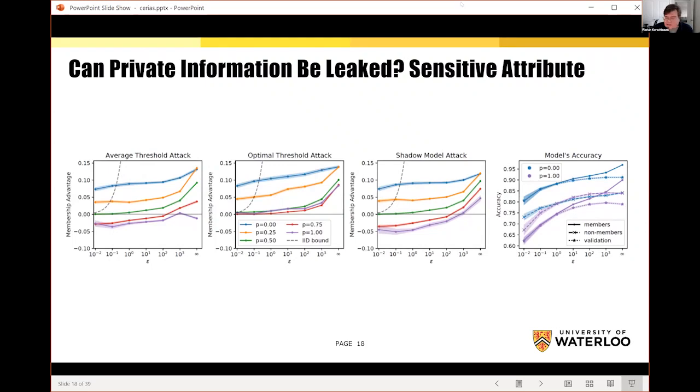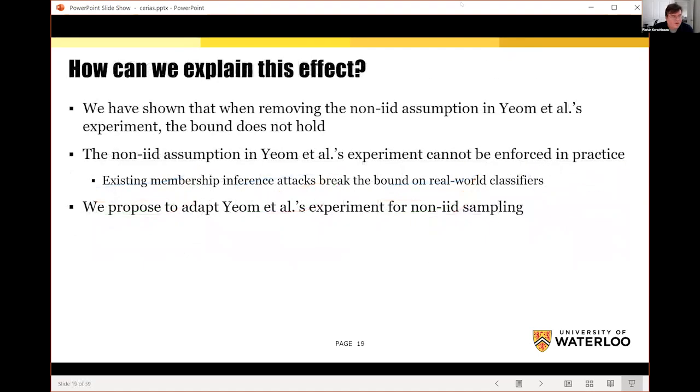Now, the break in this case is not as pronounced as it was in the case of the artificial split, but still it clearly breaks the bound. So even in this case, we can infer sensitive information when the proof of differential privacy would say it would protect it. Okay, now we have to ask ourselves, can we somehow capture this?